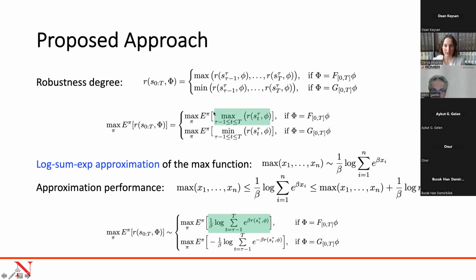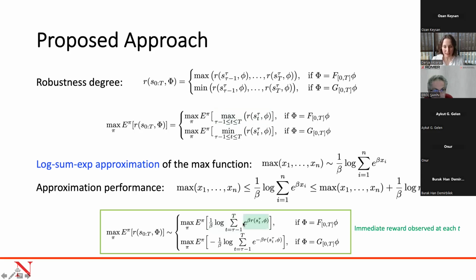This is the original formulation, maximizing the maximum of something. Instead of writing this maximum function, I'm using the approximate version of it. Now all of a sudden, in my objective I can see a sum-of-rewards form over the time steps. I can actually calculate an immediate reward, even if I have an STL formula. By approximating the robustness degree, I can create a formulation that is very suitable to the standard formulation.